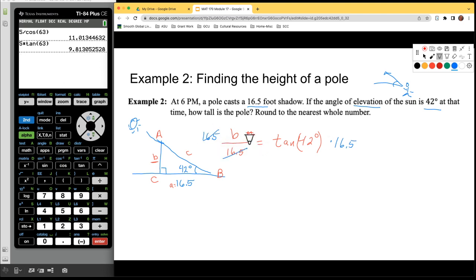16.5 divided by 16.5 is 1. So side B, the height of the pole, is going to be 16.5 times the tangent of 42 degrees. And so we just come to our calculator, enter that in.